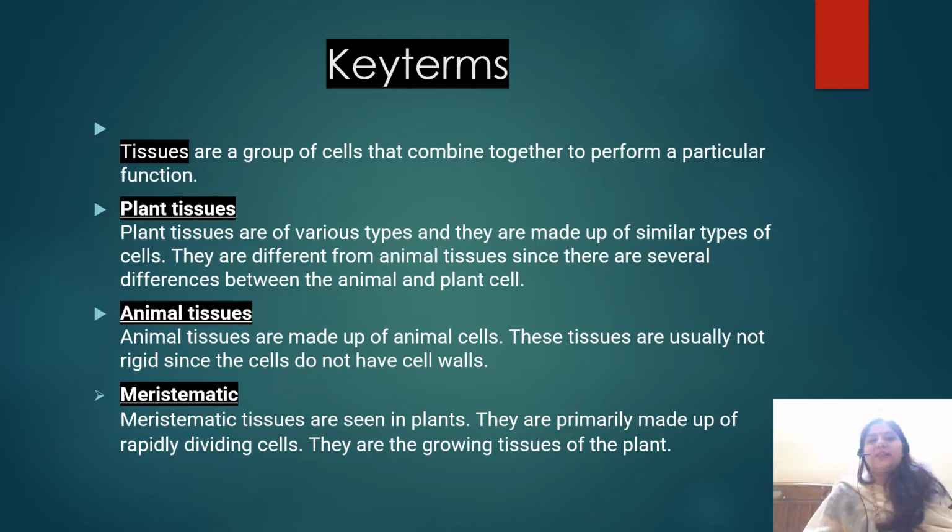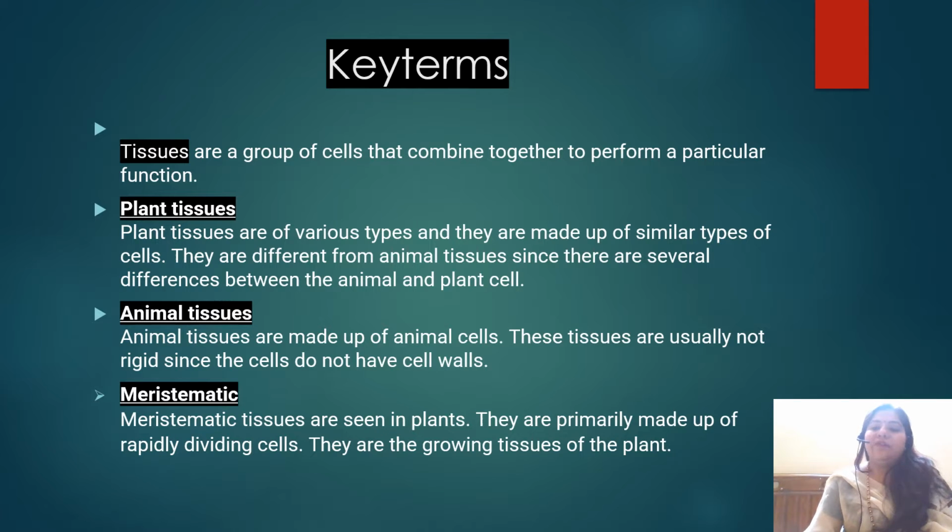So let's discuss the different words which we'll use in this chapter. First is tissue. Tissue is basically a group of cells. Say, for example, if this is one cell, this is two cells and this is the third cell, then these three cells will combine together and form the tissue, right? So tissue is the group of cells which are performing a particular function.